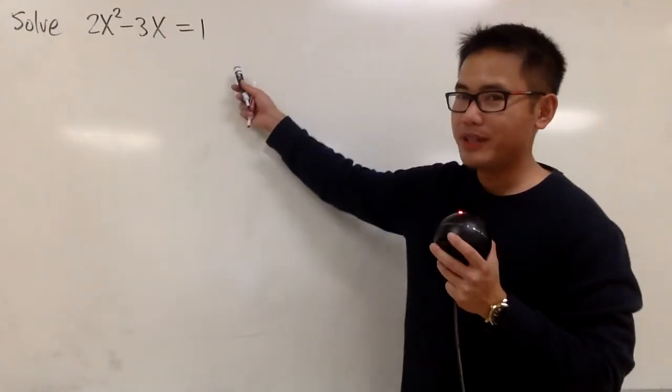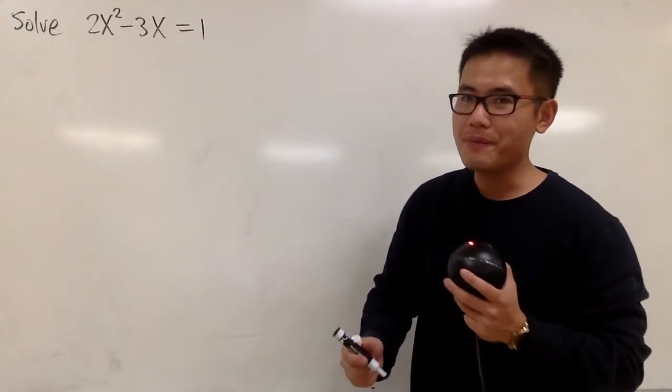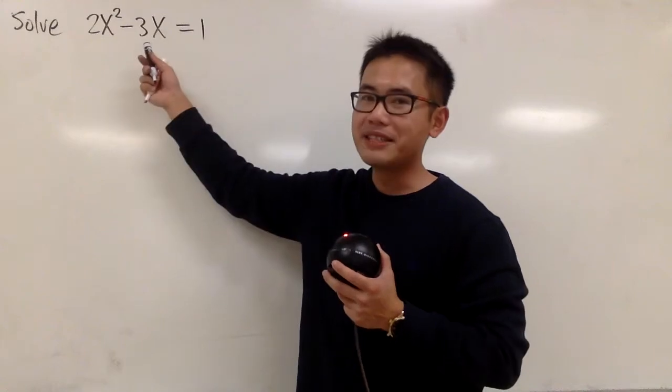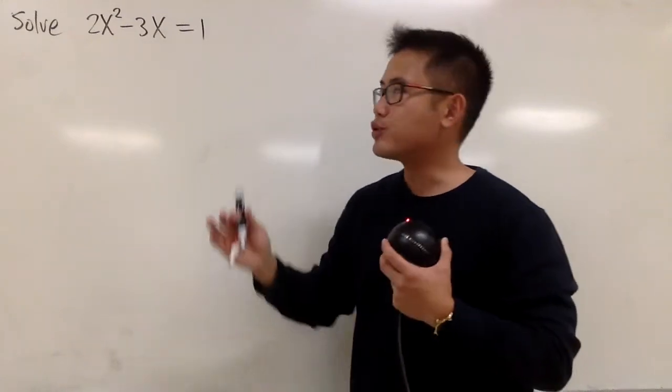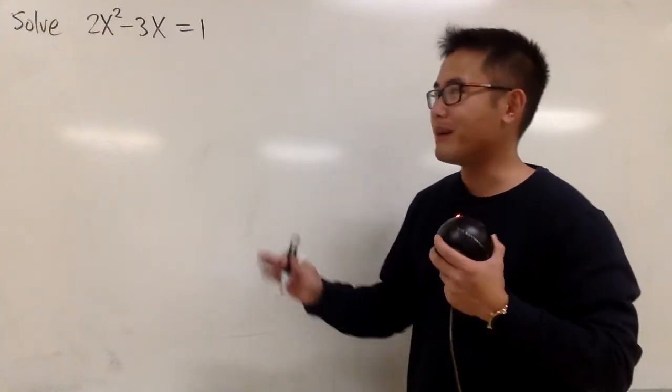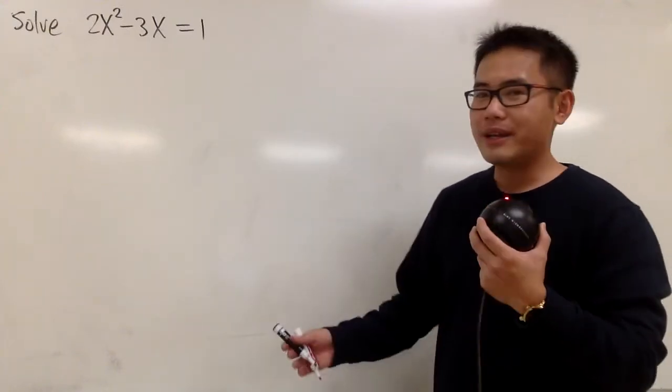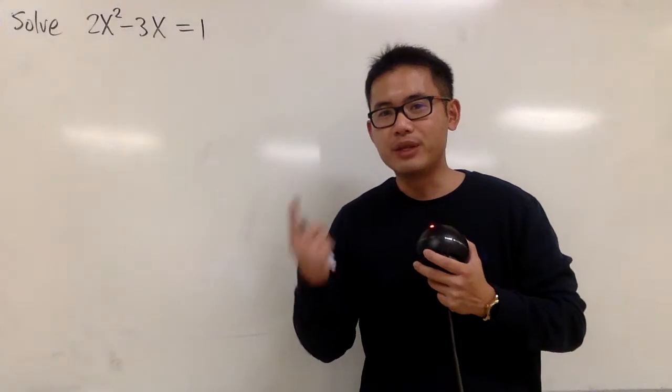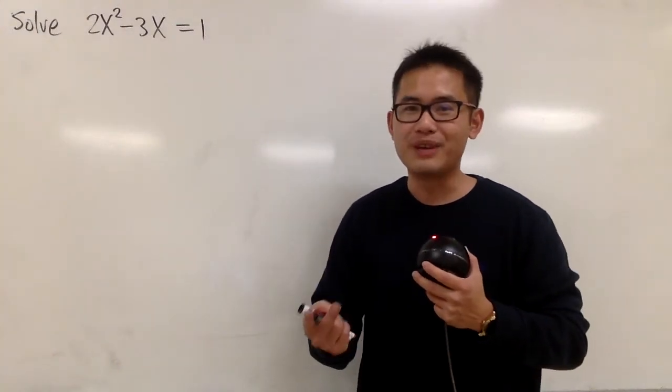Okay, we're going to solve this quadratic equation, and let me first tell you, we should put the 1 to the other side and then make one side equal to 0 and try to factor that, right? But unfortunately, this is not factorable. Okay, you can try it, but you cannot trust me. So anyway, now we have two choices: either complete the square or use the quadratic formula, right?